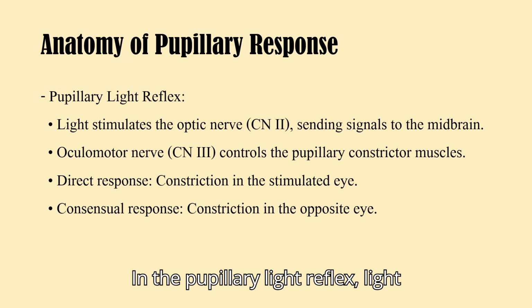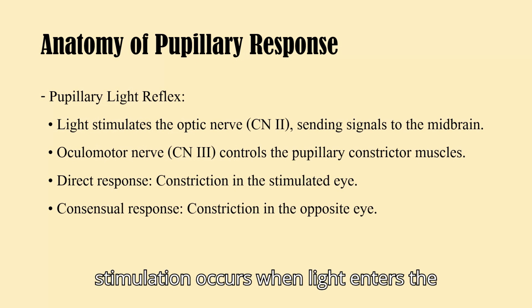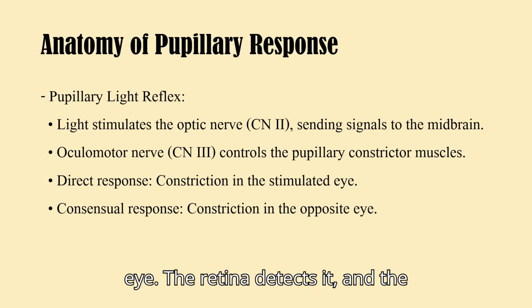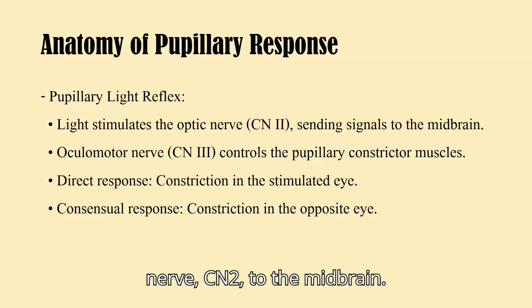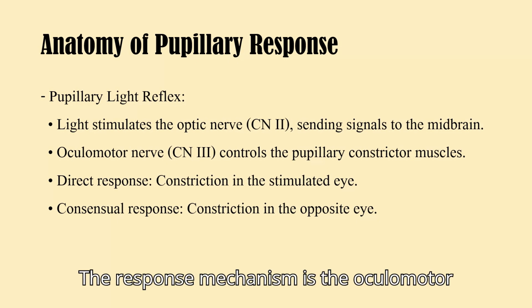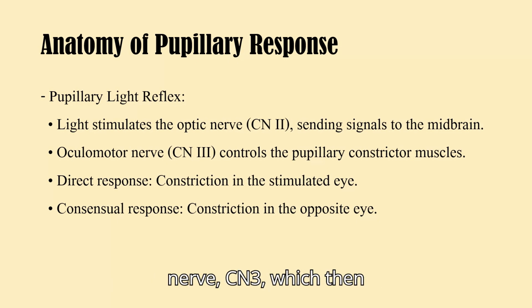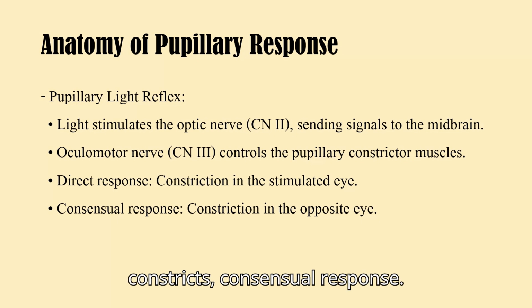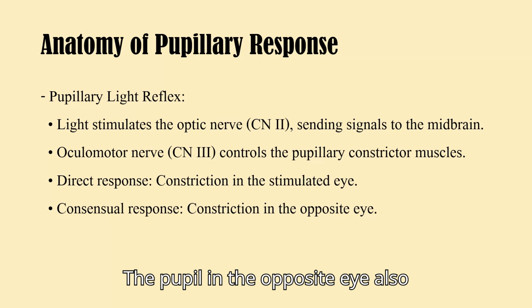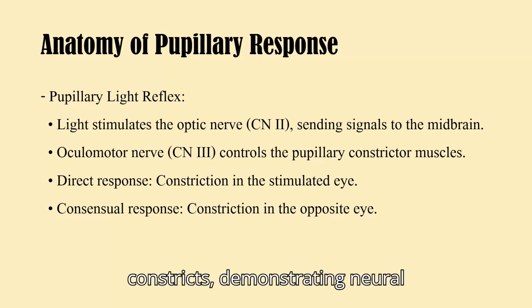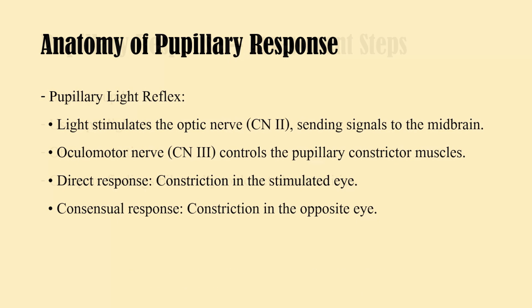In the pupillary light reflex, light stimulation occurs when light enters the eye. The retina detects it, and the signal is transmitted via the optic nerve, CN2, to the midbrain. The response mechanism is the oculomotor nerve, CN3, which then triggers the pupillary constrictor muscles. Direct response: the pupil in the stimulated eye constricts. Consensual response: the pupil in the opposite eye also constricts, demonstrating neural connectivity between both sides.